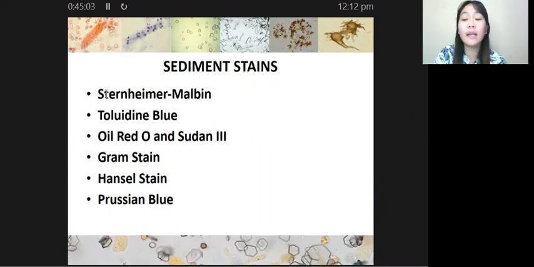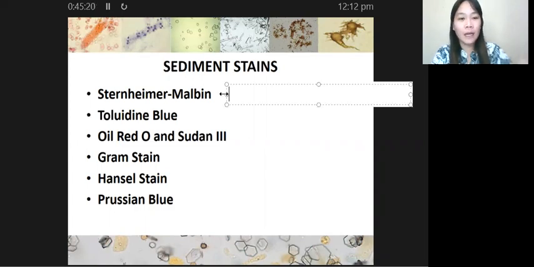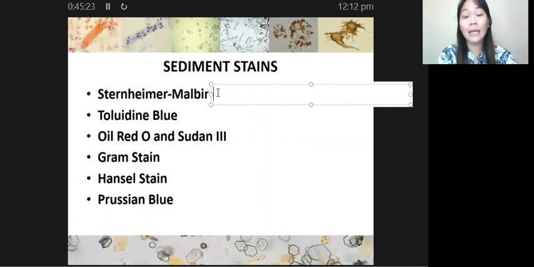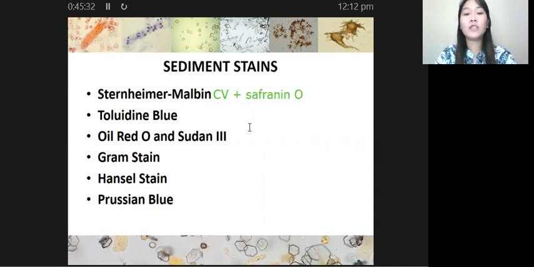Alright, so first we have your Sternheimer-Malbin. So this is composed of a combination of dyes. We have your crystal violet and safranin O. And take note, ito yung commonly na ginagamit natin in the laboratory. So in particular, your Sternheimer-Malbin is utilized to provide coloration for your WBCs, your epithelial cells, and your casts.